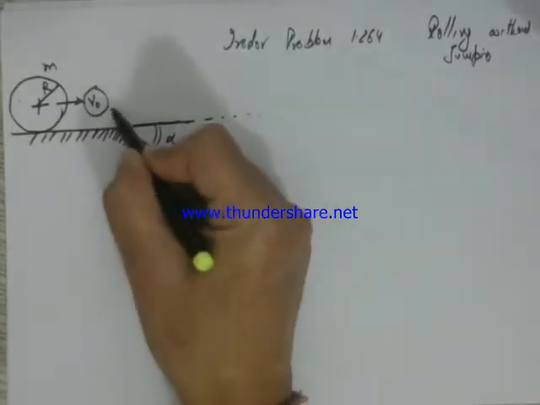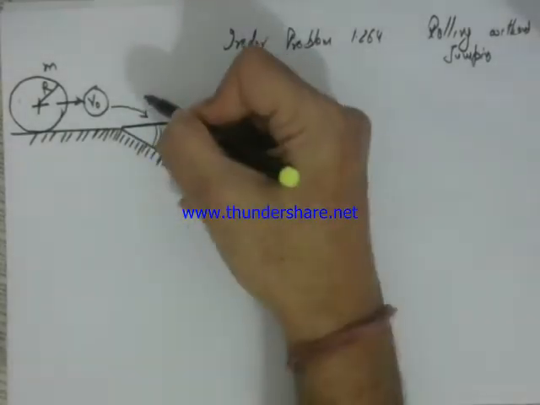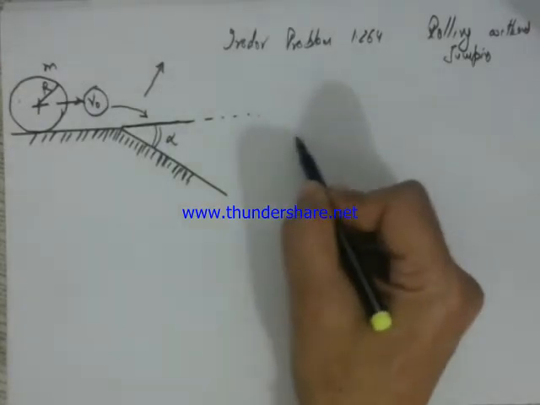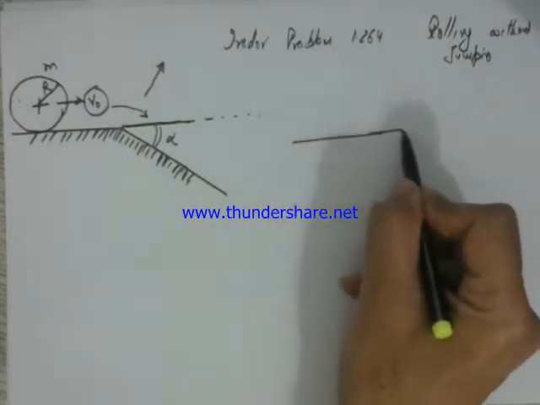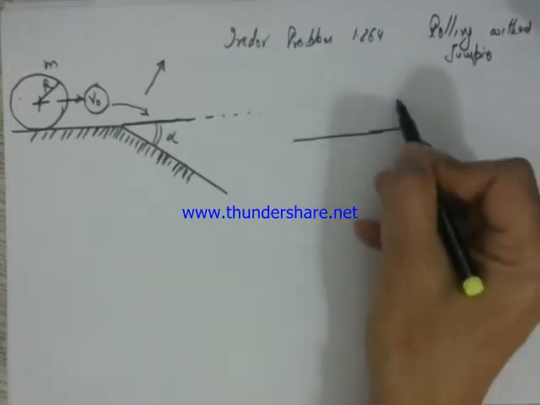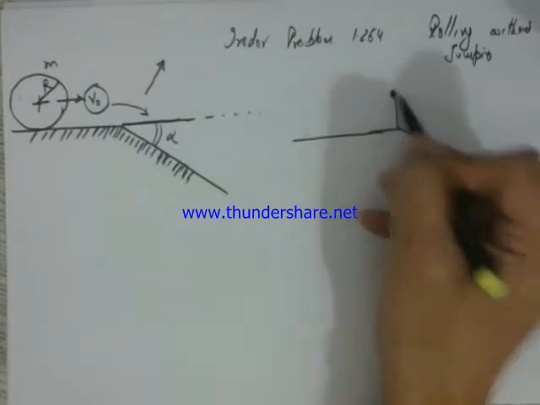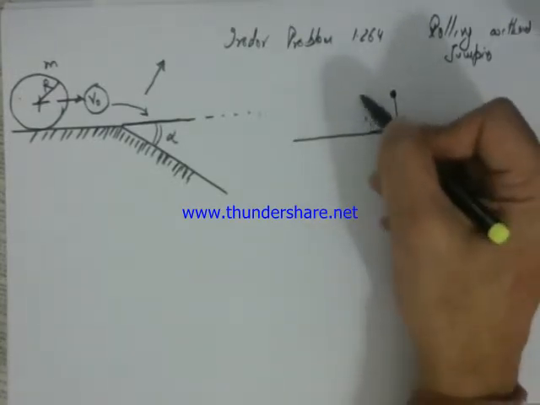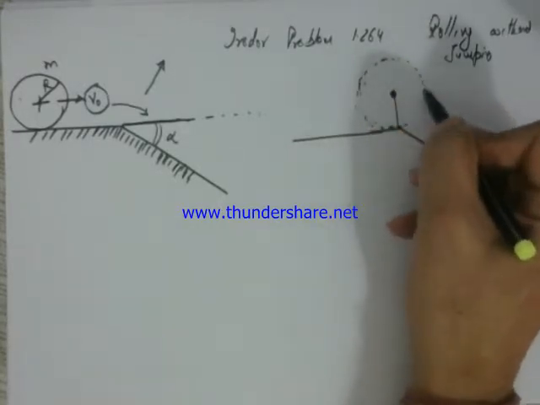When it rolls over here, it doesn't fly off. So now let us see this problem in stages. Let the center of mass be here just before the rolling over, and let this be the cylinder just before the rolling over.